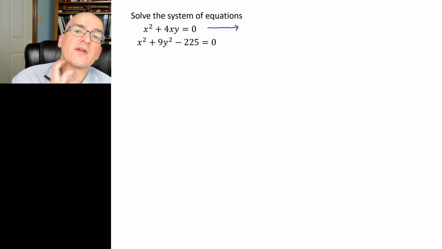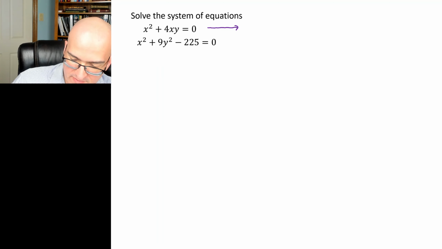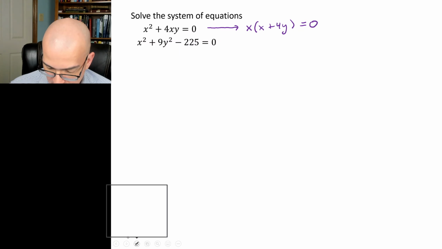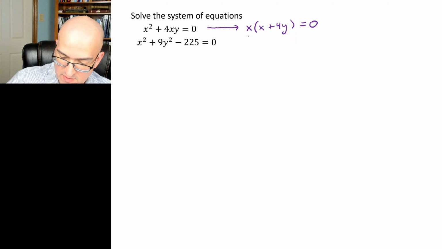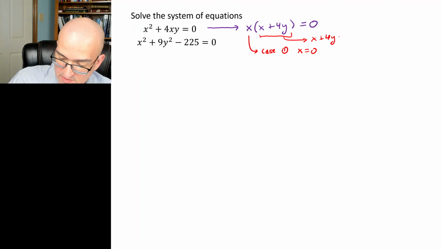So inside this first equation, what I'm going to do is factor it and make two different cases. This is a new type of method of solving, kind of. So I'm going to common factor an x out, and we have x plus 4y is equal to 0. There's two different possible ways that this statement can be true. Case 1, x is 0. We'll have 0 times whatever is there equals 0. Case 2 is that x plus 4y is equal to 0, which means that x is equal to negative 4y.